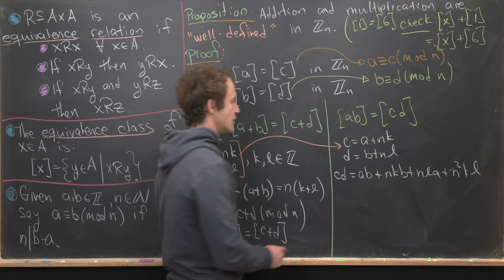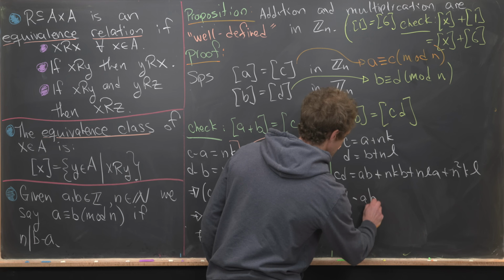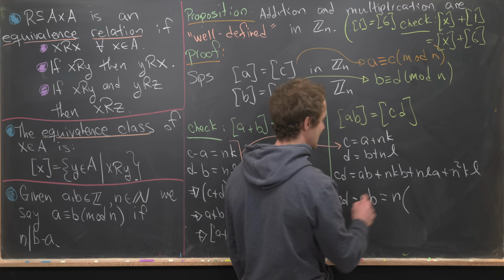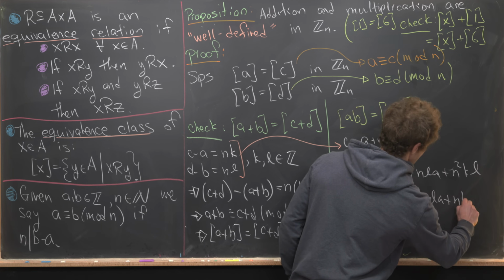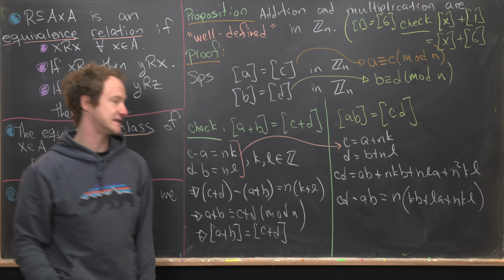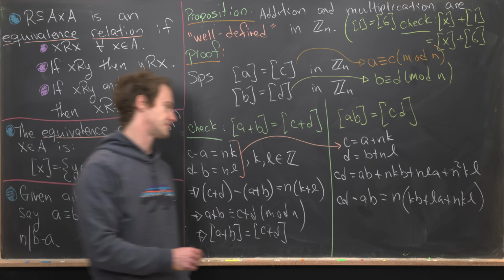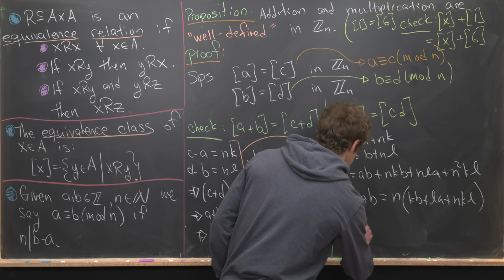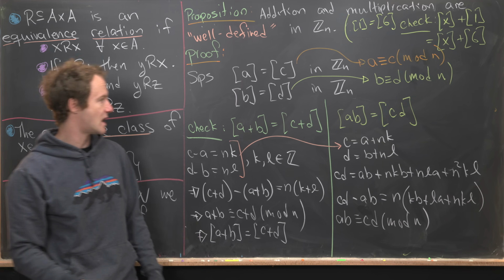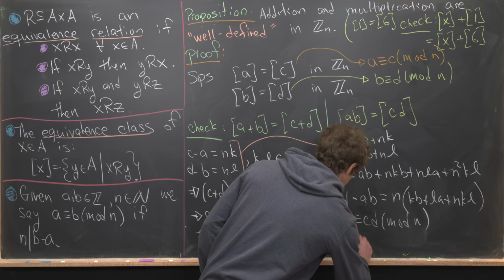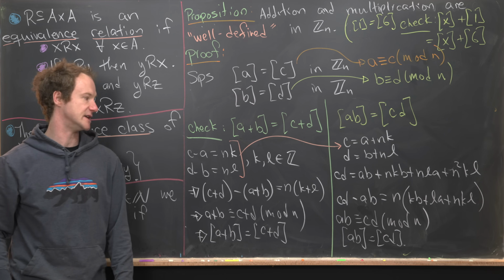Okay, but now notice that I can rework this a little bit and write CD minus AB is equal to N times, well now we've got KB plus LA plus NKL. But the important thing is that it's a multiple of N. CD minus AB being a multiple of N means that AB is congruent to CD mod N. And AB being congruent to CD mod N is the same thing as saying the equivalence class of AB is equal to the equivalence class of CD.